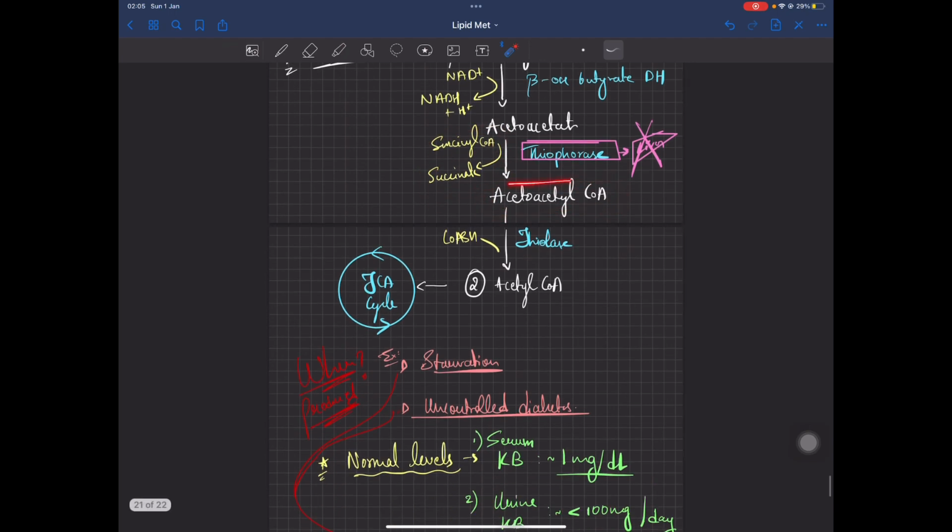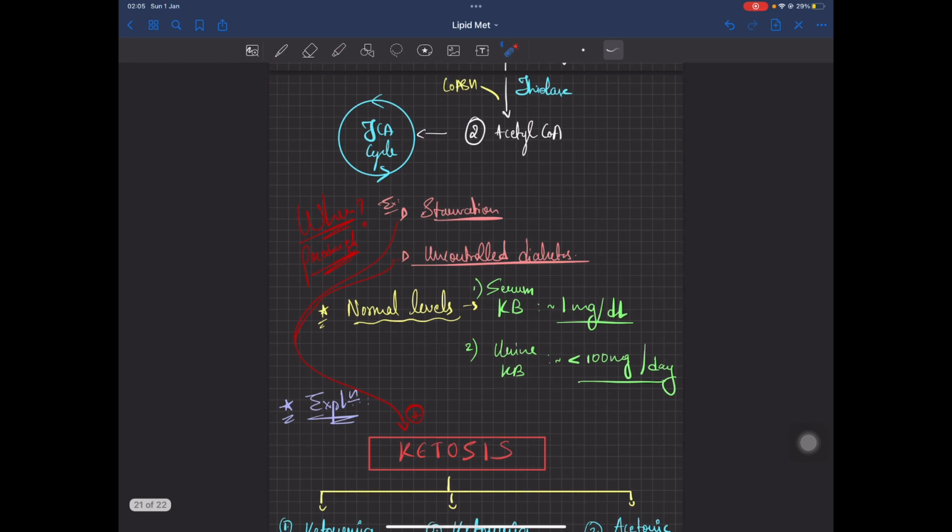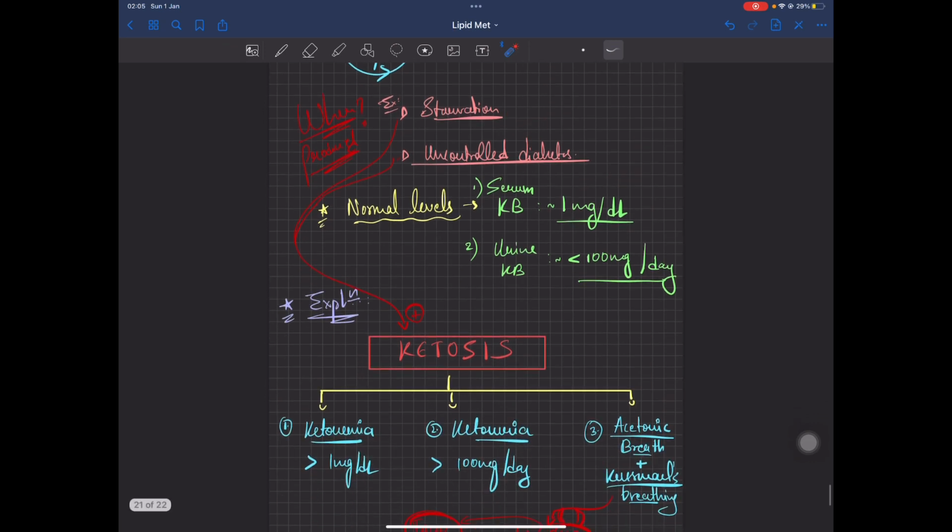Next step being acetoacetyl CoA is converted again into 2 acetyl CoA in the presence of an enzyme called thiolase, and then these two acetyl CoA will enter into the TCA cycle for energy production. Now, when are ketone bodies produced actually? They are produced in conditions like starvation and uncontrolled diabetes. These are the two conditions wherein we'll see an enormous amount of ketone bodies generated.